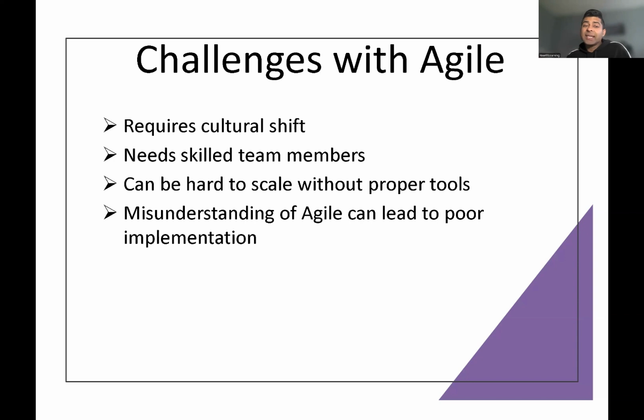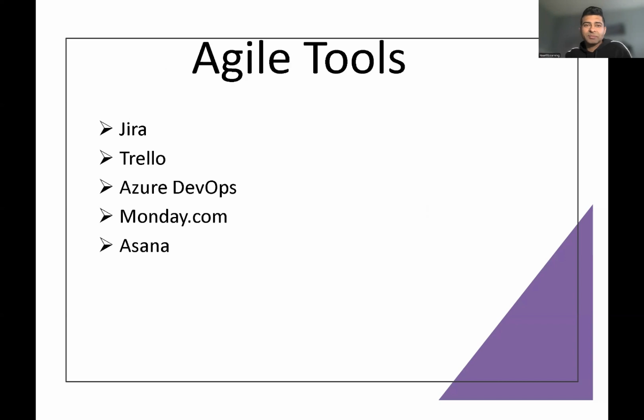Misunderstanding of agile can lead to poor implementation. I have seen, when I started my career, a lot of companies used to say we are agile, but they were kind of half agile, because with most of the companies, you will find they're still moving from waterfall towards agile. Agile doesn't mean just that you have a 2 week sprint so you are agile. No, you have to follow the agile principles.